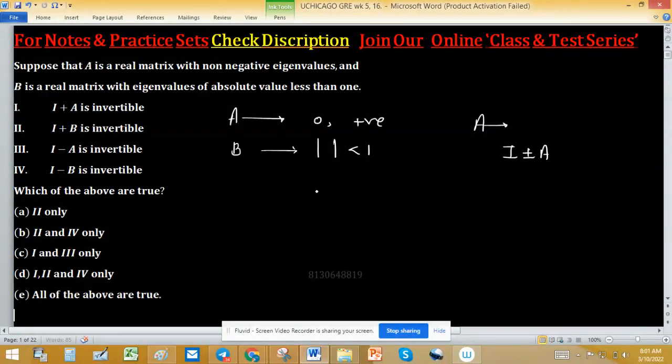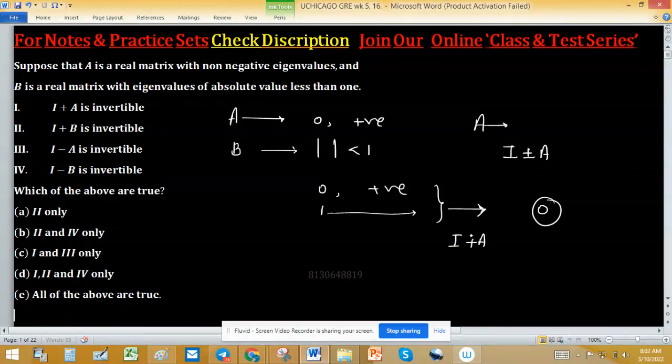It means if eigenvalues are 0 and a combination of positive values, if we add 1 to all these, then we will never get 0. It means no eigenvalue of I plus A is 0. It means this matrix is invertible. Statement first is true. I plus B is invertible, this is statement second.